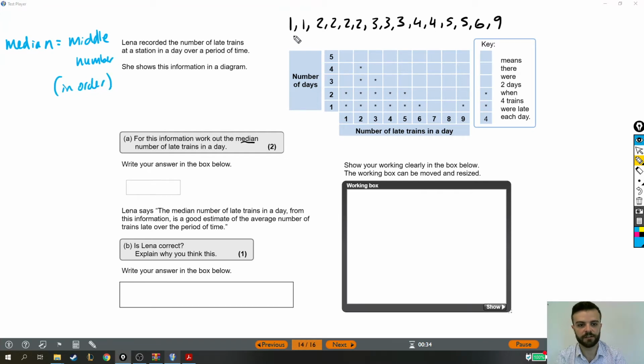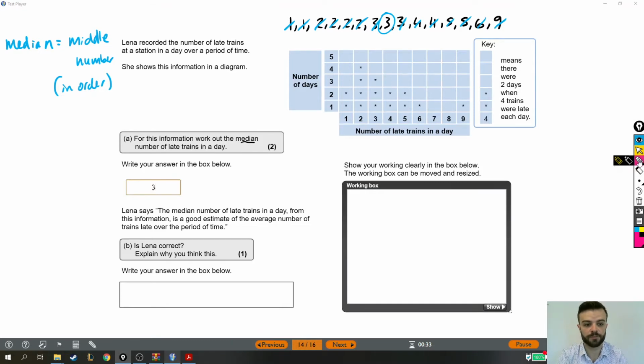So I have conveniently written out all of our data in order, so we just need to find the middle number. Most people like to do that by crossing off from both ends. So I'm going to cross off one from here and one from here. One and one. Now, there is quite a lot of data, and it's very easy to lose track of whether you've crossed off both at the same time and moved your way inwards, but we can see that the median is going to be 3, and it is fine to do it that way and say the median is 3.